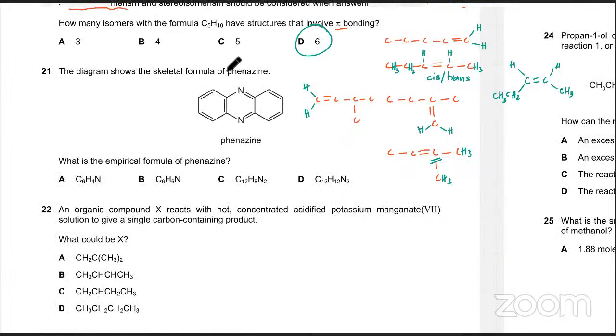Next one: the diagram shows the skeletal formula of phenazine, and what is the empirical formula of phenazine? So you have to count the total number of carbon atoms. There are 6 carbon atoms in this ring, and 6 carbon atoms in this ring. Remember, in a skeletal formula, every node is a carbon atom. So you've got a total of 12 carbon atoms, and there are 2 nitrogens. So that's N2, and the only challenge left is counting the number of hydrogens.